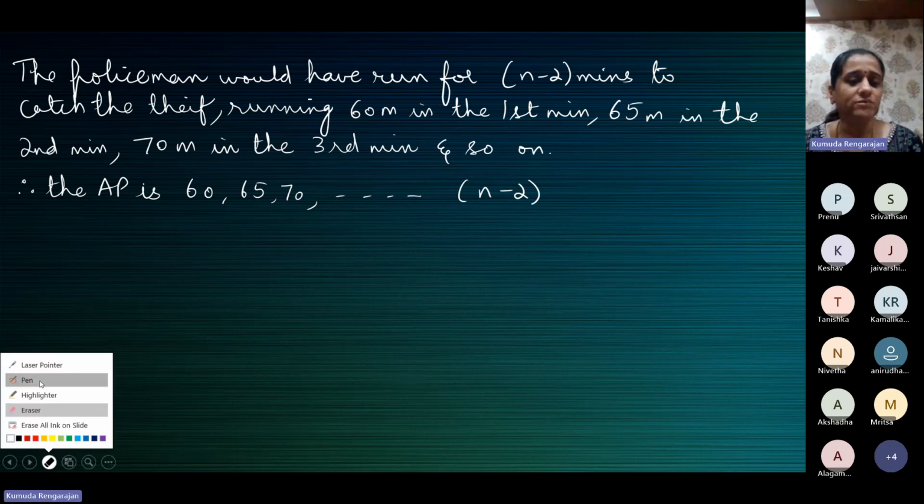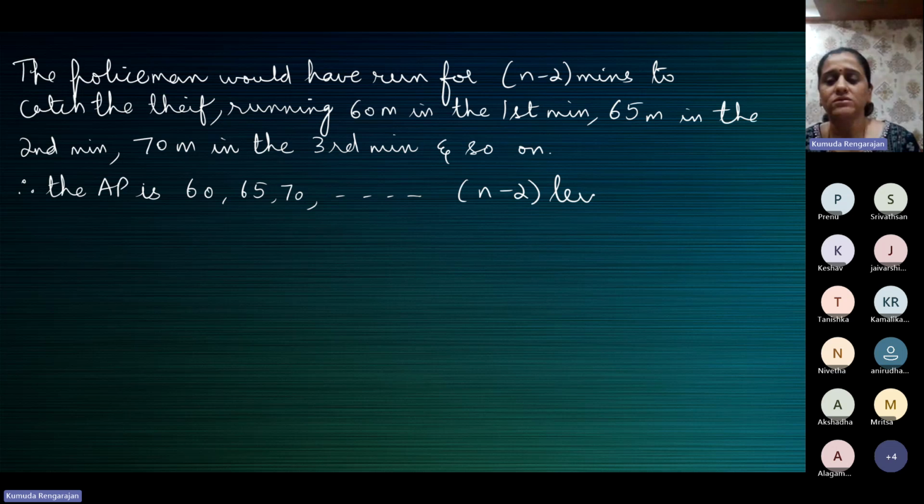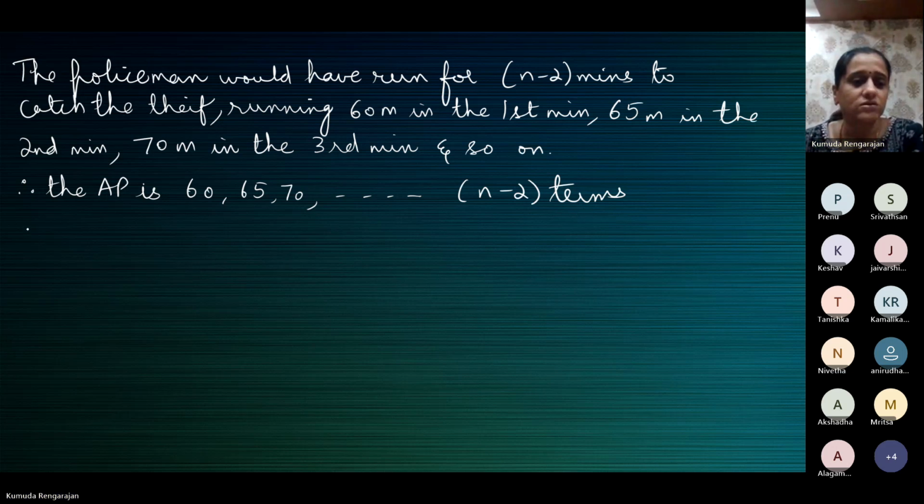So what does every term represent here? The distance covered by the policeman in every minute. 60 meters in the first minute, 65 meters in the second minute, 70 meters in the third minute. Like this, he runs for n minus 2 minutes. So n minus 2 terms. The distance covered by the policeman.